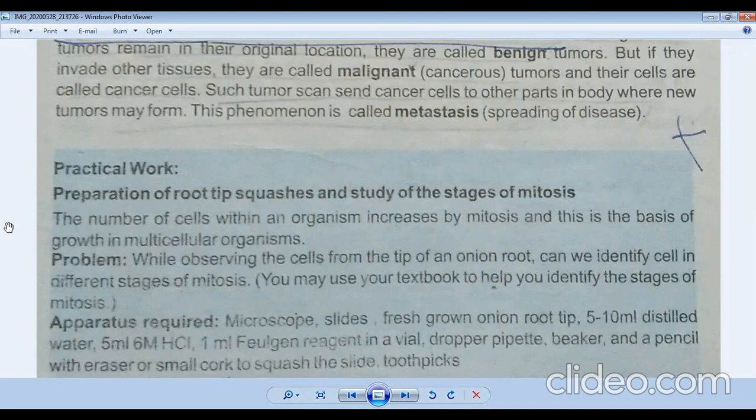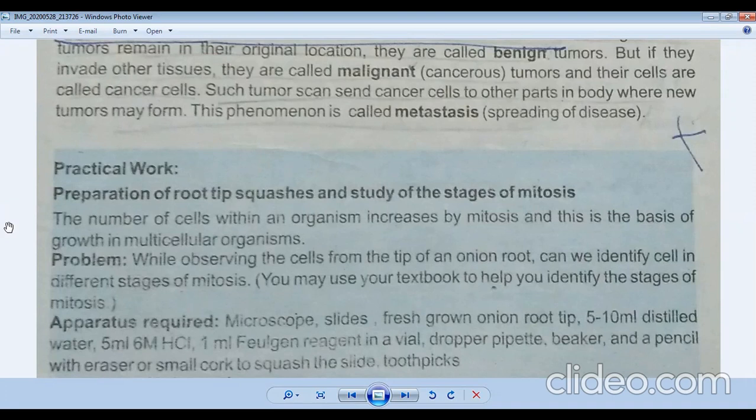This is the part of malignant cells. They are called malignant tumors, and their cells are called cancer cells. Such tumors can send cancer cells to other parts of the body where new tumors may form. This phenomenon is called metastasis. What is the meaning of metastasis? Metastasis means spreading of disease, and it is related to malignant.